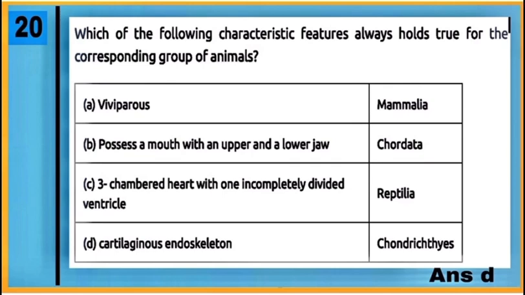Come to option C. Three-chambered heart with one incompletely divided ventricle in Reptilia. Wrong. Crocodiles have a four-chambered heart. Option D. Cartilaginous endoskeleton in Chondrichthyes. This feature always holds true. All fishes of class Chondrichthyes have cartilaginous endoskeleton. So here mark D as a correct answer.